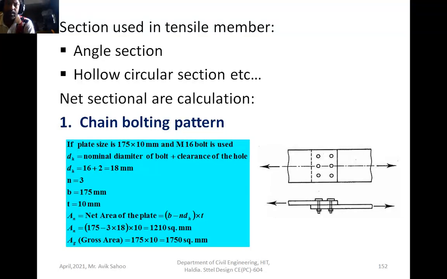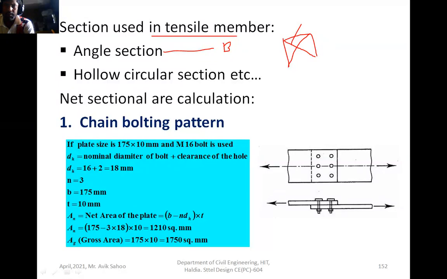Now you know that different sections are used in tensile members. This is a steel structure. Generally in a truss, angle sections are used. Also in bracing, it may be diagonal bracing or X bracing. In X bracing, one member is in tension and the other member is in compression.